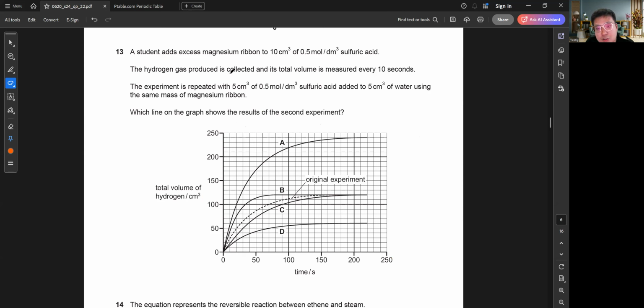All right, the hydrogen gas produced is collected and measured every 10 seconds. The experiment is repeated with 5 cm3 of 0.5 mol per dm3. So we can see here, the concentration is the same. The only thing different is the volume. So the volume halved.